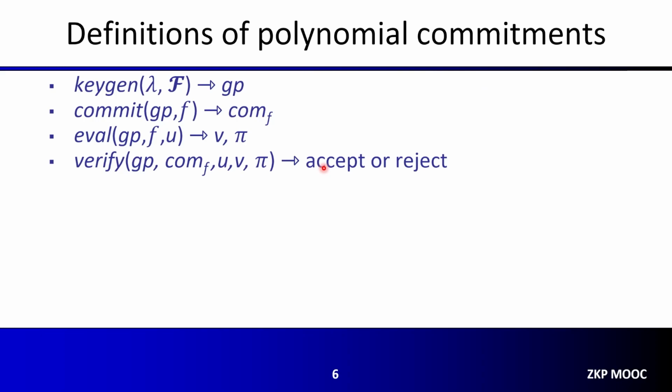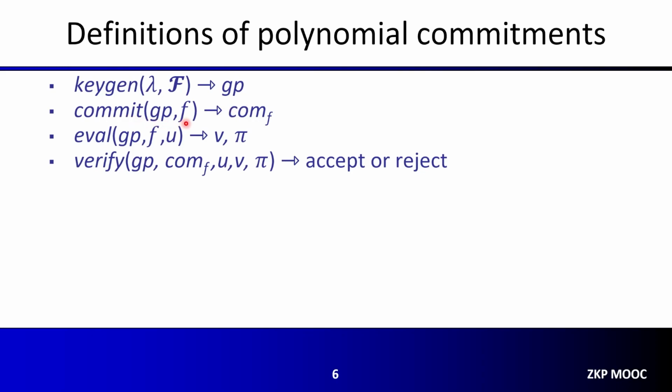More formally speaking, there are 4 algorithms of a polynomial commitment scheme: keygen, commit, eval, and verify. The keygen takes the description of this family of the polynomials and the security parameter and outputs a set of global parameters. It is also known as a public key or public parameters or common reference string, but in this lecture I'm just going to use GP to represent it.